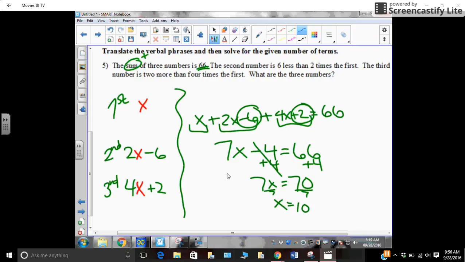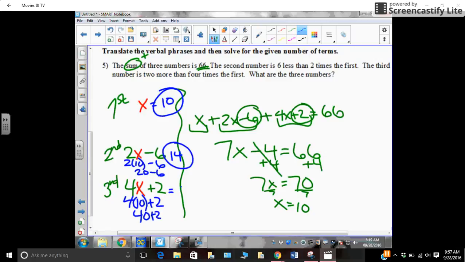That means that my first term is 10. My second term must be 2 times 10, subtract 6, or 20, subtract 6, which would give me 14. And my third term would be 4 times 10 plus 2, or 40 plus 2, 42. And then I can check my work by adding those three numbers together, which gives me 66.